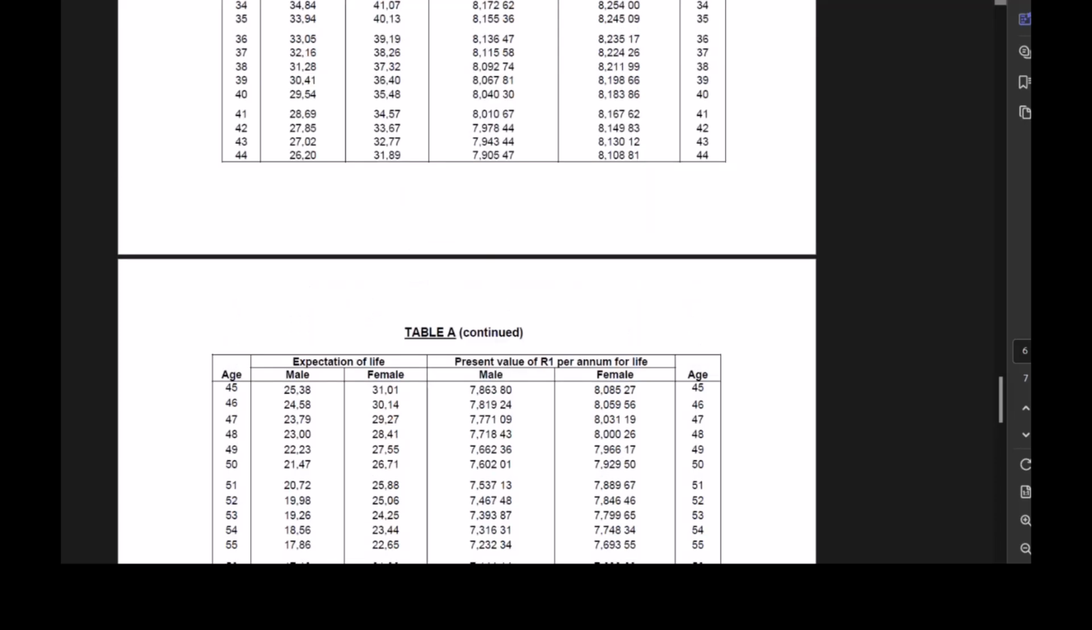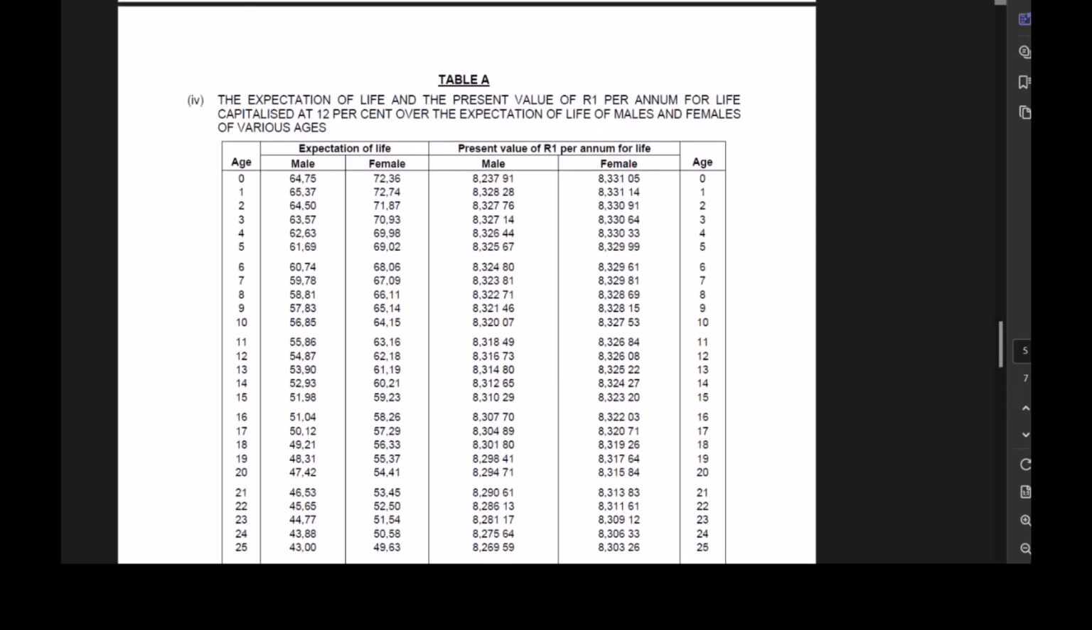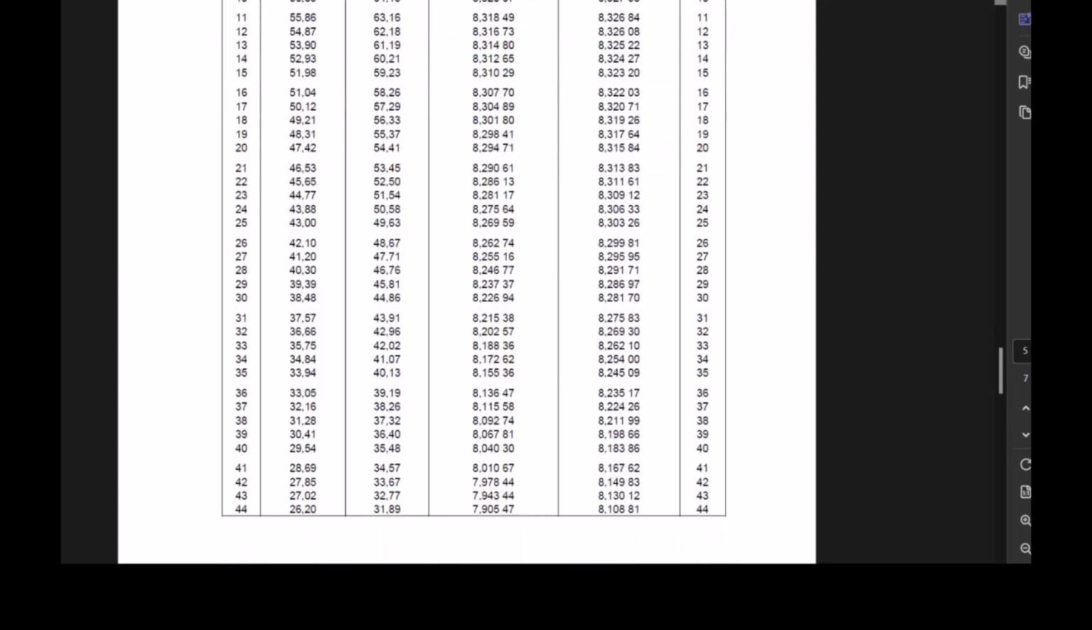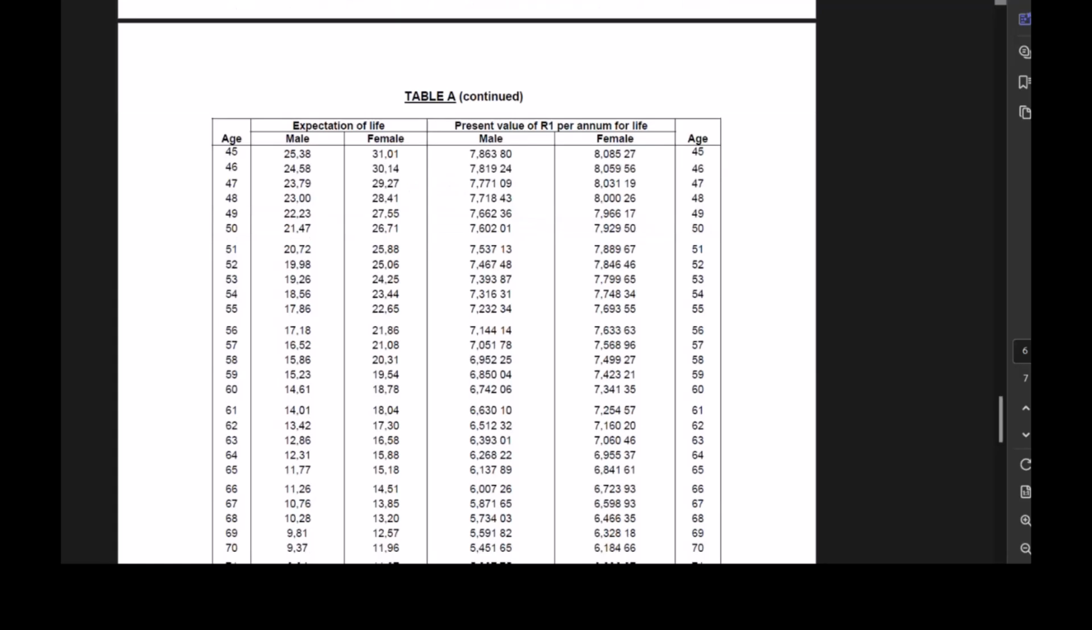So her life expectancy, she is a female, so we'll go to the second column. And we will see that her life expectancy will be 34.57. Yeah? So we wouldn't use her factor, would have been in the second column, because her period is longer than that of Jabu's. So we will use the shorter period, which is the 9.81 from the male column, because he's a male and his next birthday, he would be 69.